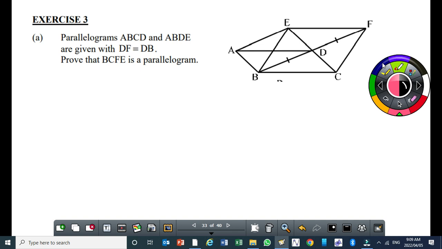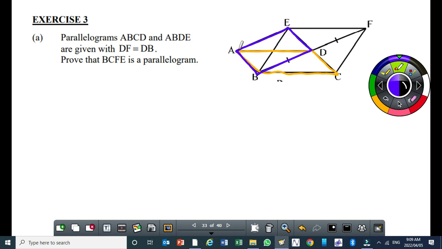So here we are given a parm, actually 2 parms A, B, C, D. Okay, so we have got A, B, C, D. That's our first one there. Close the top window for me. Okay, A, B, C, D. Then we also have A, B, D, E. That's A, B, D, E. So those are the 2 parms.